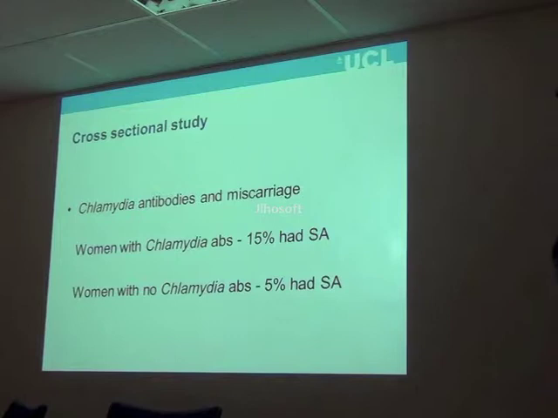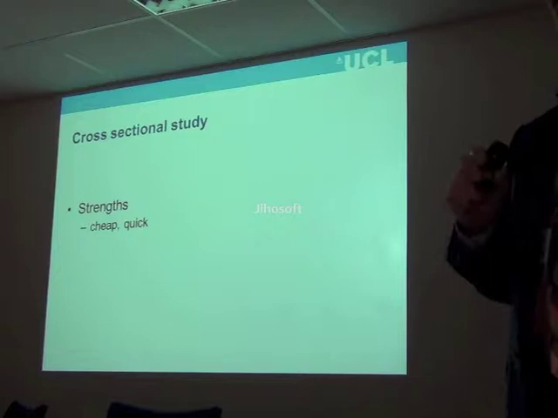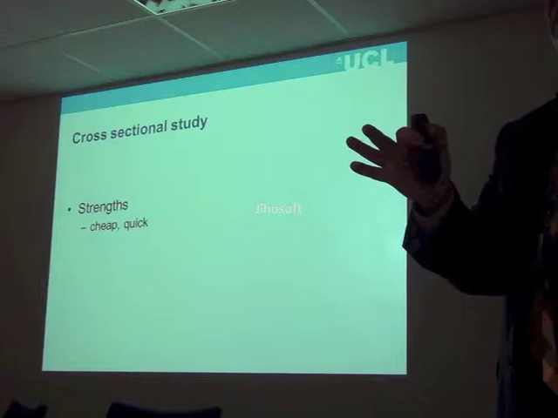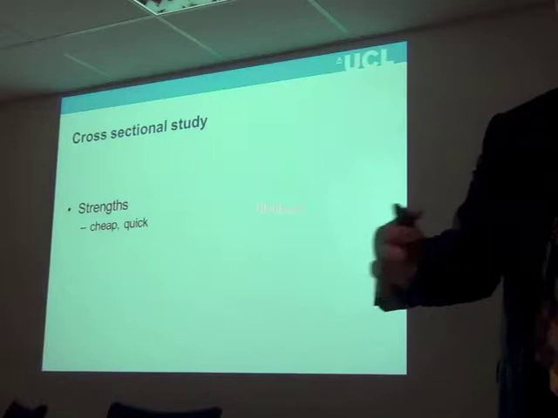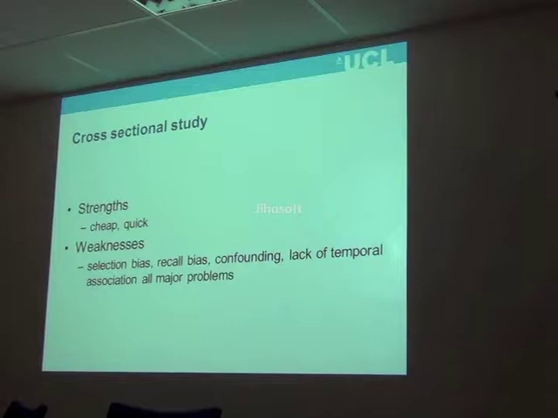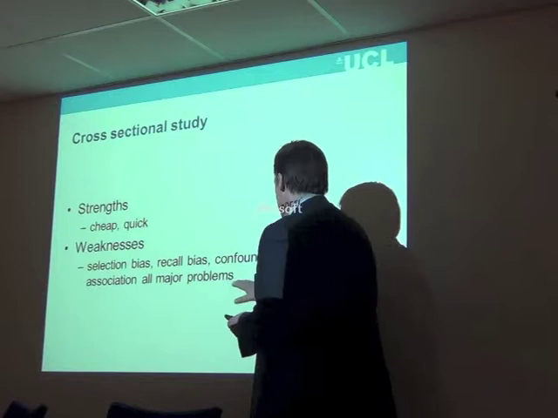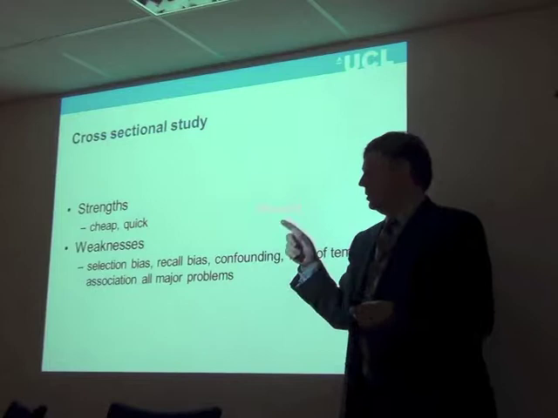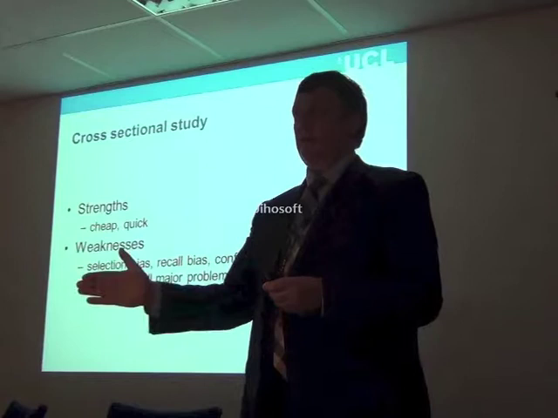So, again, they're quick and cheap, relatively. They're quick because you measure exposure and outcome at the same time. So you get a group of people and you can do that simultaneously. So you don't have to follow anybody up for weeks, months, years, decades. But there's all sorts of biases. There's selection bias, recall bias, confounding, which is a specific sort of bias, and lack of temporal association, which are all major problems. Lack of temporal association means not showing that one thing occurs before the other, as opposed to at the same time, and that the temporal association makes sense.